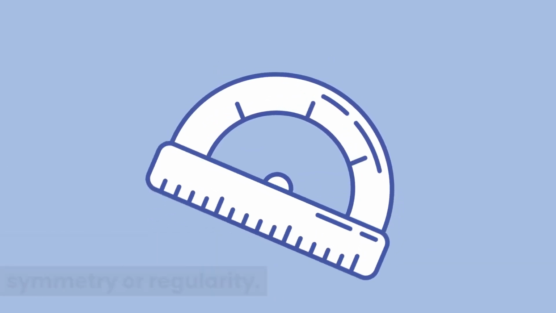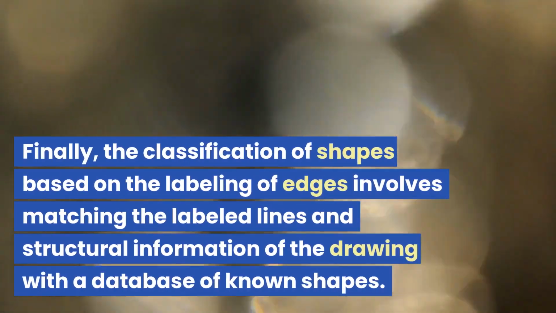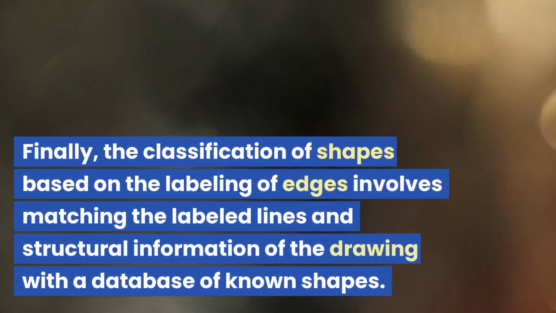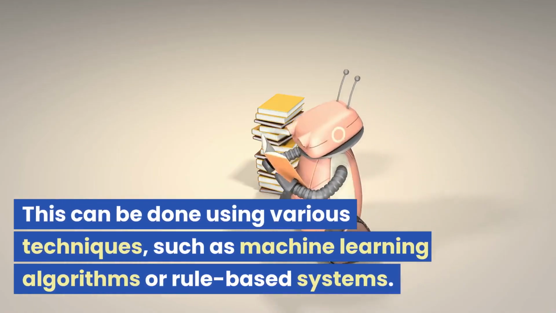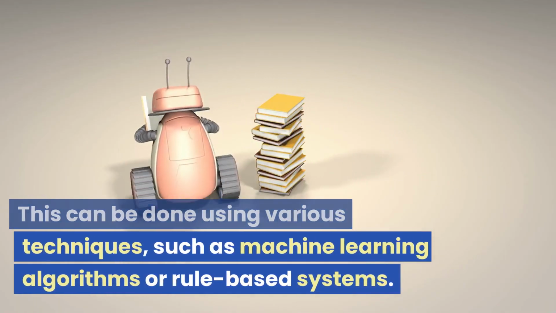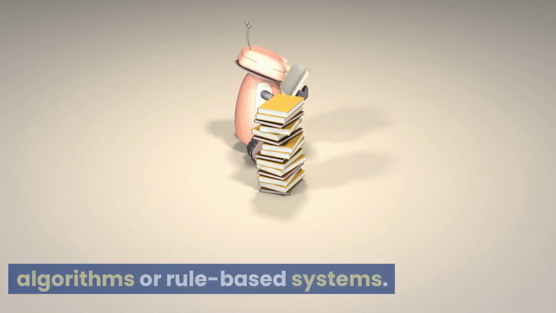symmetry or regularity. Finally, the classification of shapes based on the labeling of edges involves matching the labeled lines and structural information of the drawing with a database of known shapes. This can be done using various techniques, such as machine learning algorithms or rule-based systems.